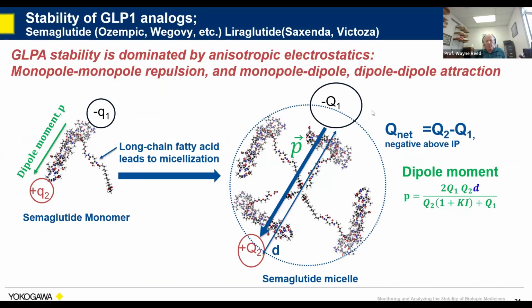So switching gears now, the last case study I'll show is that of GLP-1 analogs, your Ozempics and Wegovys and Mounjaro, et cetera. So we did this together with Bachem in Switzerland. And this is pretty amazing, really, what these things are doing.